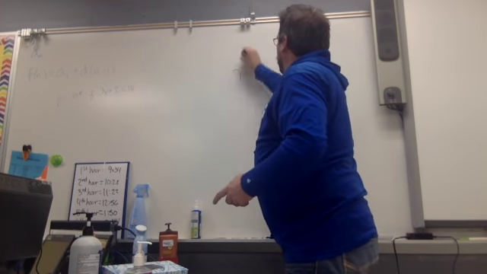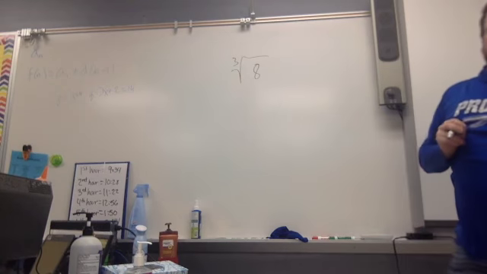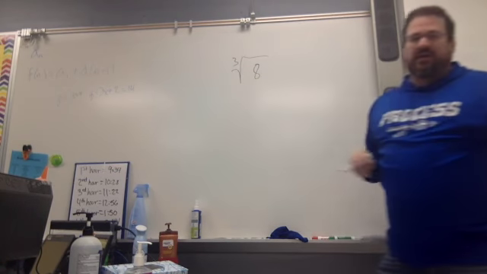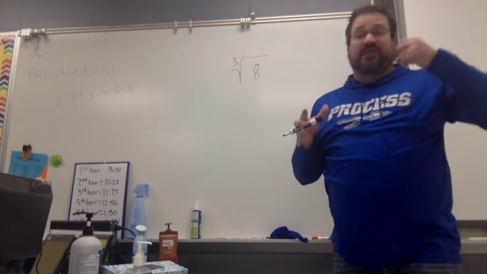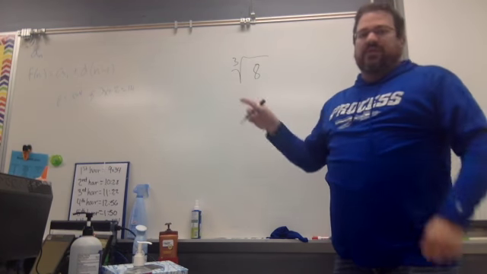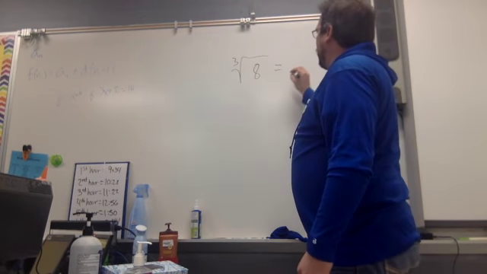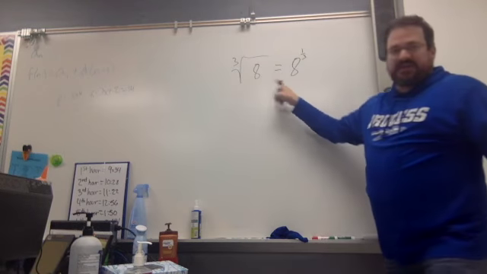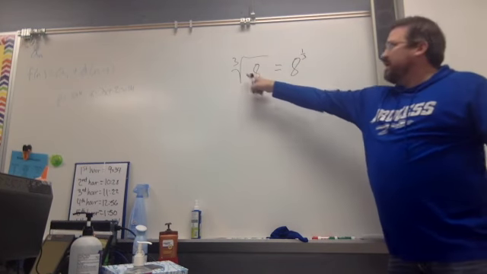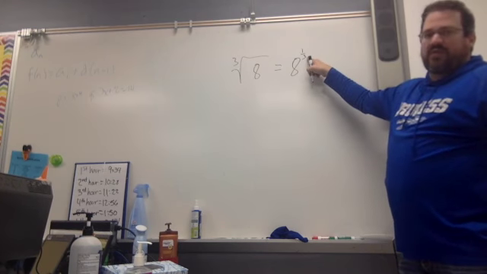If I have, let's say I have the cubed root of 8. You'll see I have a number 3 here, which means I'm looking for a number that multiplies times itself 3 times in order to get this number that's underneath here. Okay, and I can rewrite this as a fractional exponent. This is the same thing as this. The cubed root of 8 is the same as 8 to the 1/3 power.